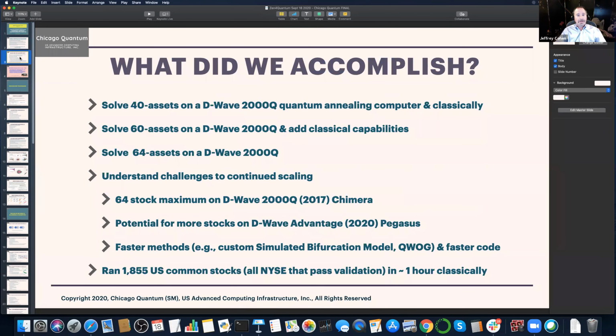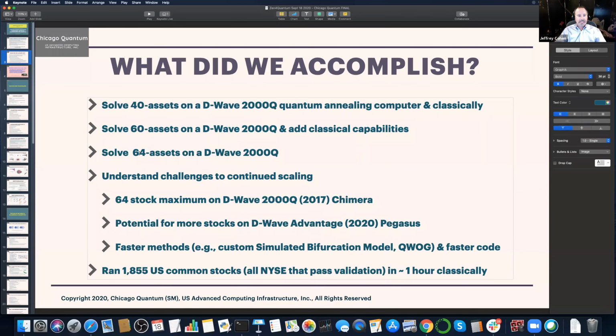So what did we accomplish? Again, 40, 60, 64. What's interesting now is that in order to scale, we understand the scale challenge. So 64 stocks is great for a typical investor, but maybe not for a Fidelity or a Vanguard. They want to run a couple thousand stocks. So we can't do it on the Chimera. We might be able to get to a few hundred on Pegasus, the new D-Wave. And then the other focus for us is faster methods.